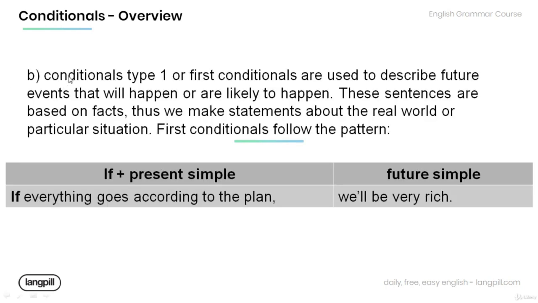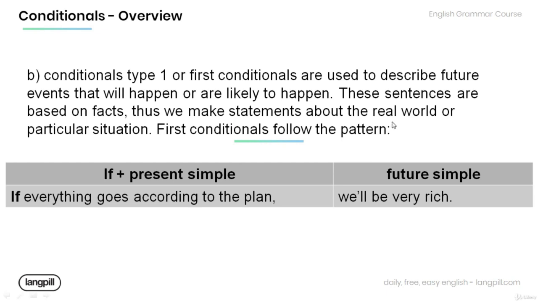B. Conditionals type 1 or first conditionals. Now these conditionals are used to describe future events that will happen or are likely to happen. Note that these sentences are based on facts. Thus, we make statements about the real world or particular situation.